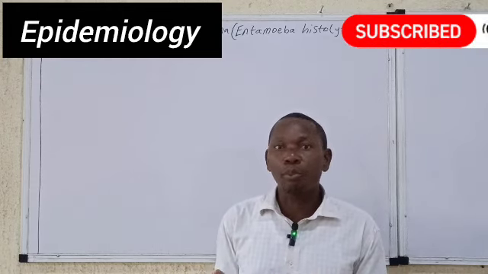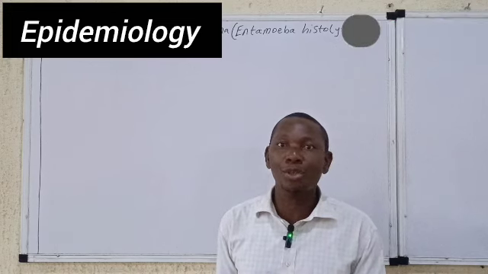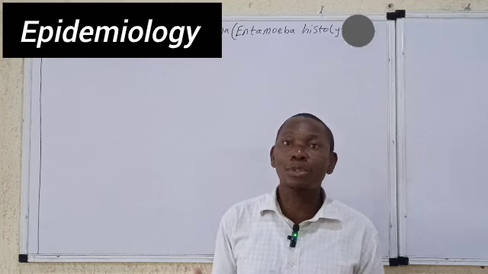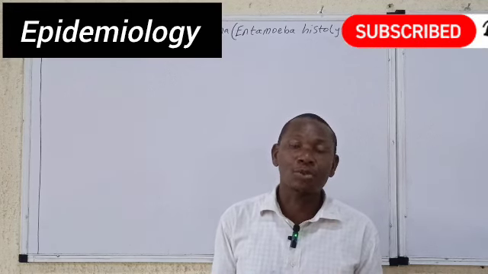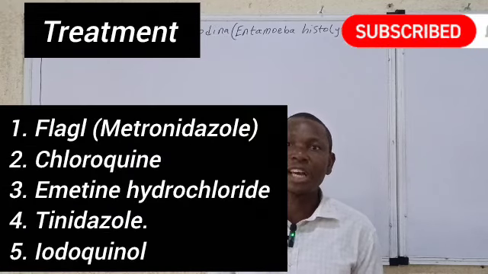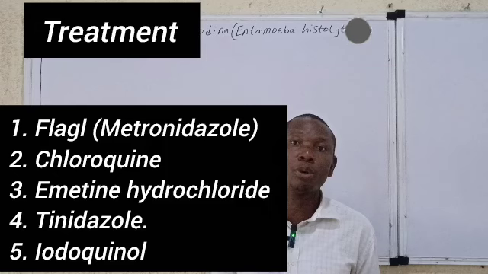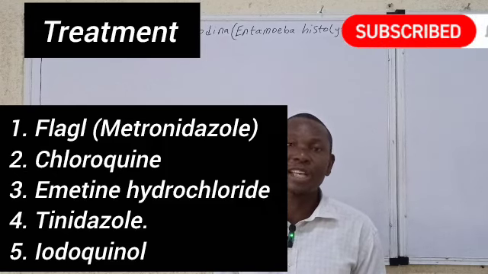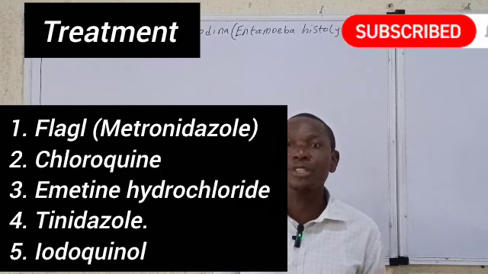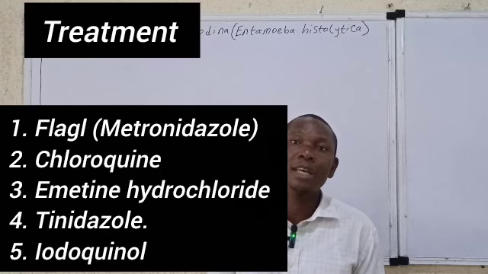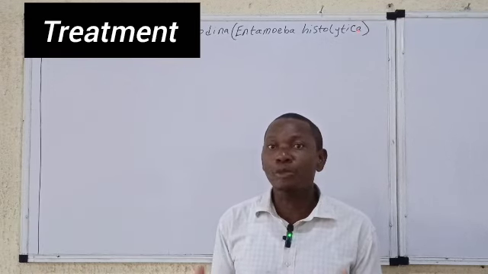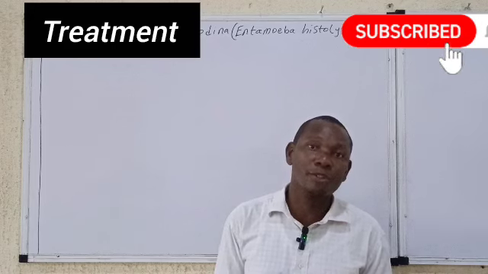Note some of the risk factors: poor hygiene, poor personal sanitation, and a dirty environment. Because of these factors, the infection is more prevalent in rural environments as well as developing countries. What is the treatment that is administered? The popular treatment is Flagyl, metronidazole. We also have tinidazole, chloroquine, as well as emetine hydrochloride. Those are some of the treatments that can easily be administered to take care of this disease.